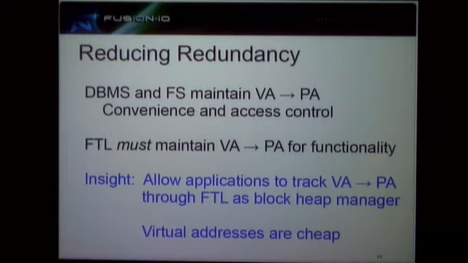So the insight here is that we should allow the applications to track virtual to physical addresses using the FTL essentially as a block heap manager. And this works because virtual addresses are cheap, right? Just like in virtual memory, virtual addressing is cheap, physical blocks are expensive, so we can have large use of virtual addresses in a sparse address space potentially, and only allocate things on demand.